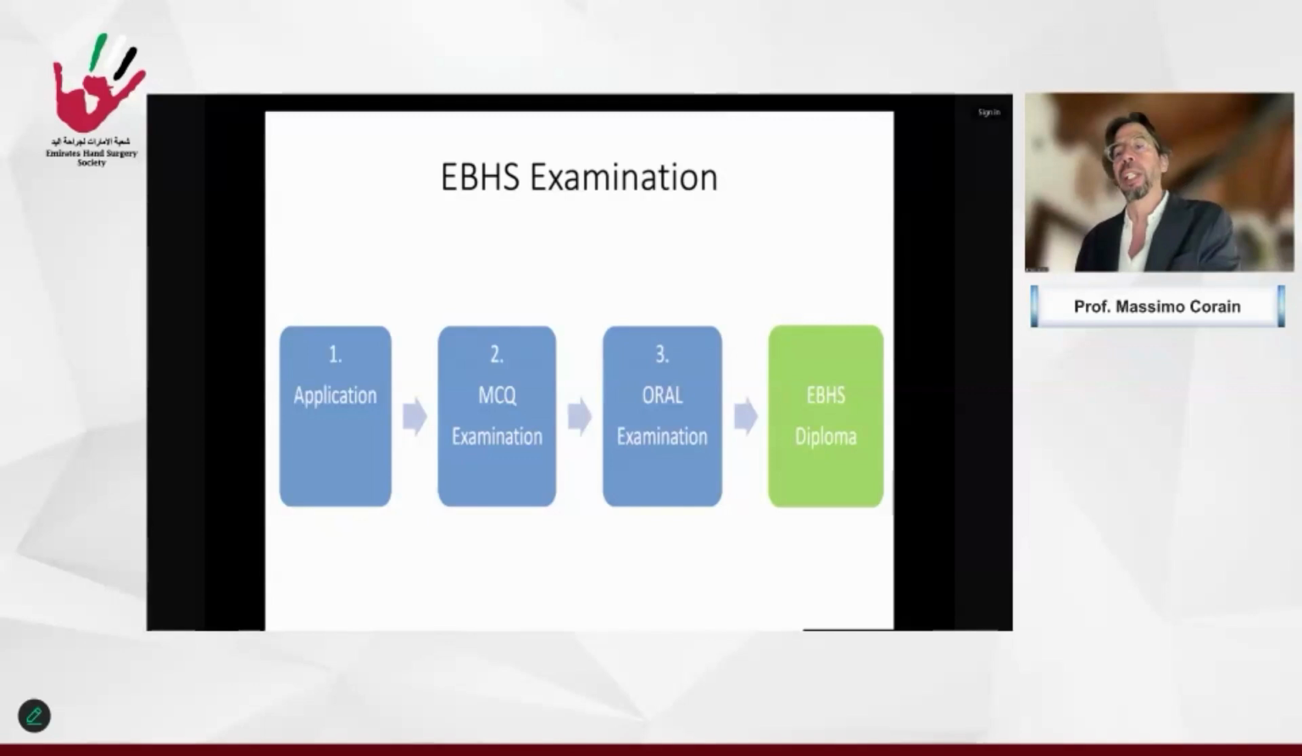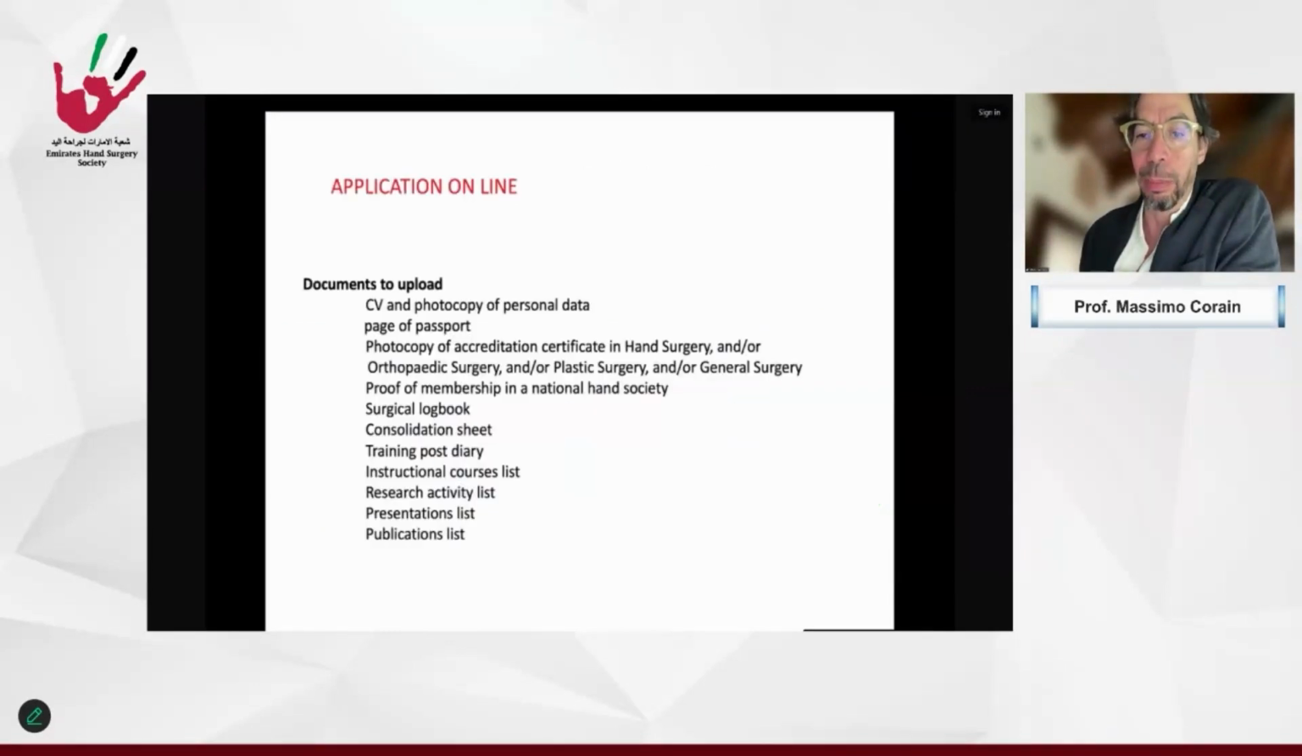Then, if the application is accepted, normally in 70% of the candidates, you have an MCQ test, normally in March, and it is online, so you can do that at home. The MCQ test has 60 questions with 5 answers. If you pass it, normally around 75%, you go to the orals. Orals are during the FESH Congress, at the site of the Congress, 2 days before the Congress. And if you pass the orals too, you have the diploma.